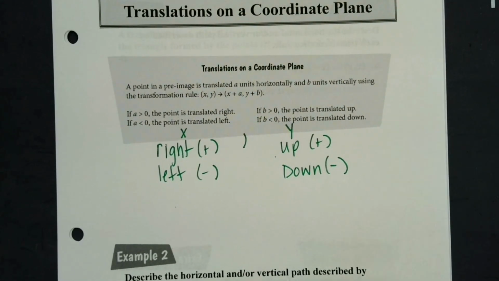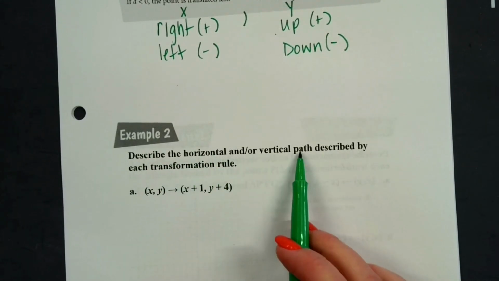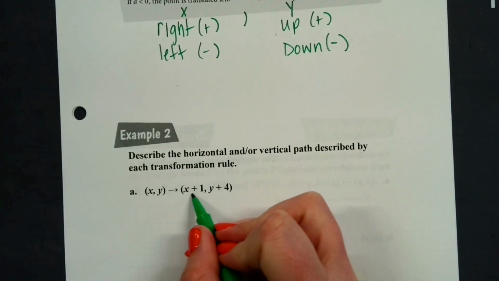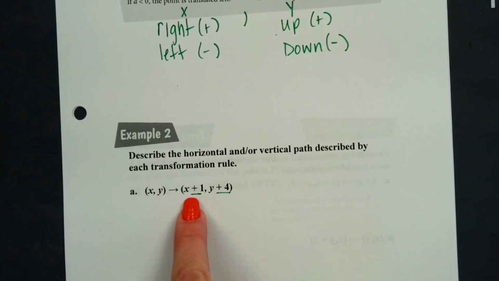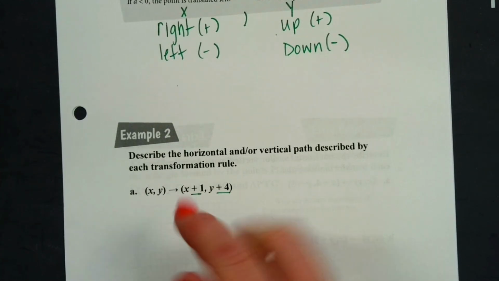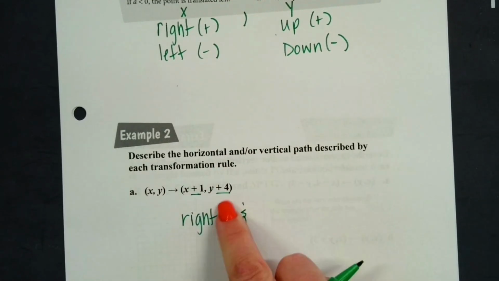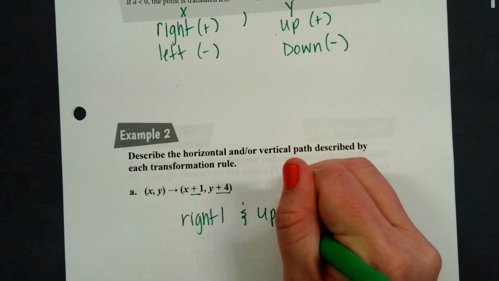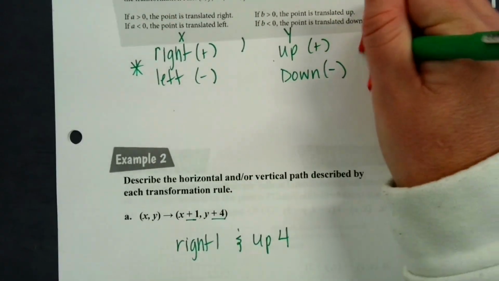Okay, so now let's take a look at our rules. Describe the horizontal and vertical path described by each transformation. So it was this. Now I'm adding 1 and I'm adding 4. So just look at the x. If I'm adding, am I going right or left? Right. I'm going right 1, and if I'm adding to the y, am I going up or down? Up 4. That's why we wrote this down right here. This is going to be important.